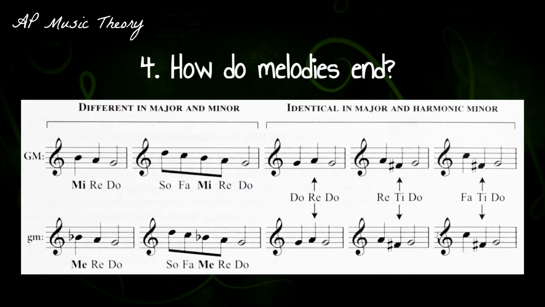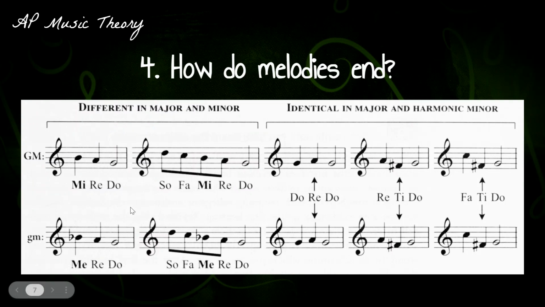So tip number 4, how do melodies end? When a melody is coming to its conclusion, it is heading home to do, the tonic, scale degree number 1. Here are the commonly used endings in melodic dictation. We have mi, re, do, or so, fa, mi, re, do.